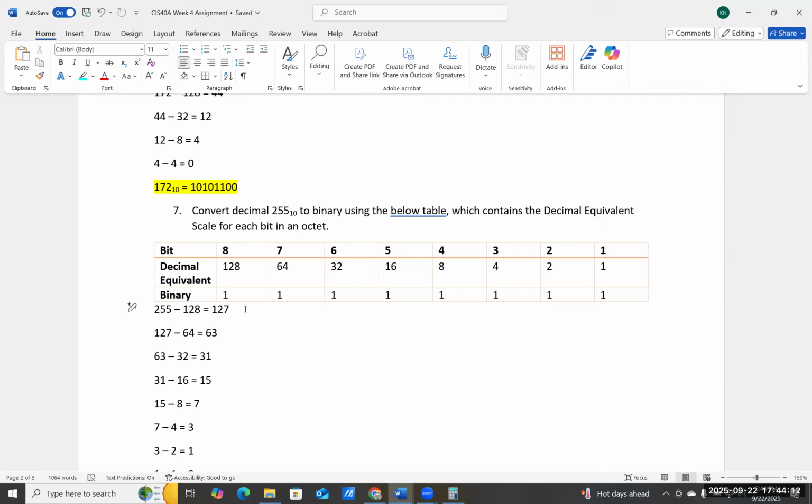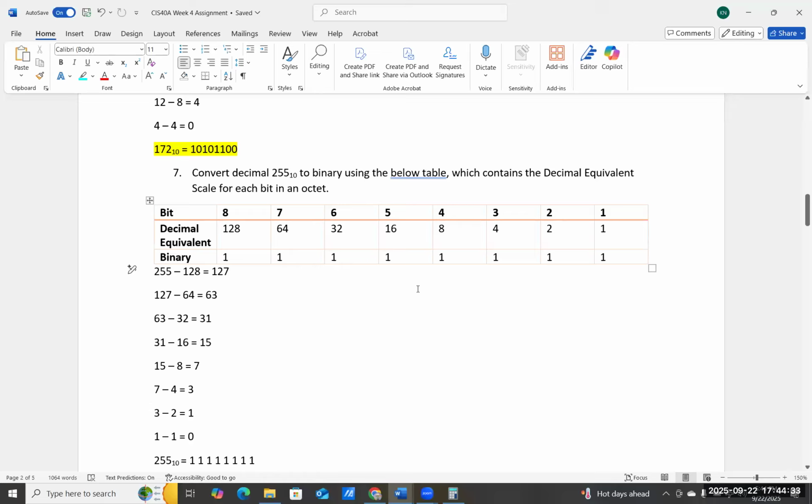Then 63, subtract 32, I have 31. As I subtract the 6th bit, I put a 1. 31, subtract 16. As I do that, I put a 1 on the 5th bit. I have 15 as a remainder. Then I take 15, subtract 8, and I keep going until I cannot subtract anymore. And this one, you can subtract every single one of them. When you get to the last bit, 1 minus 1, you get a 0. Done, right? So when you have a 255 subnet mask, all 8 bits receive the signal, so it receives high voltage.